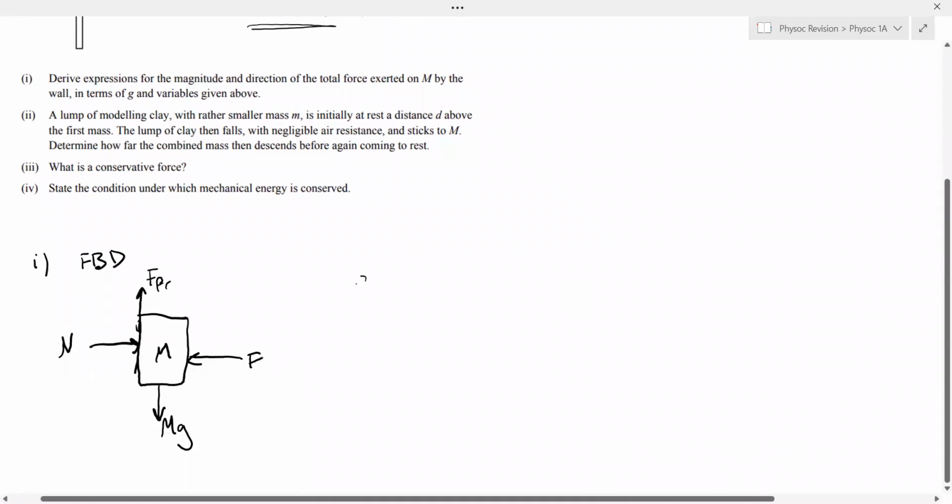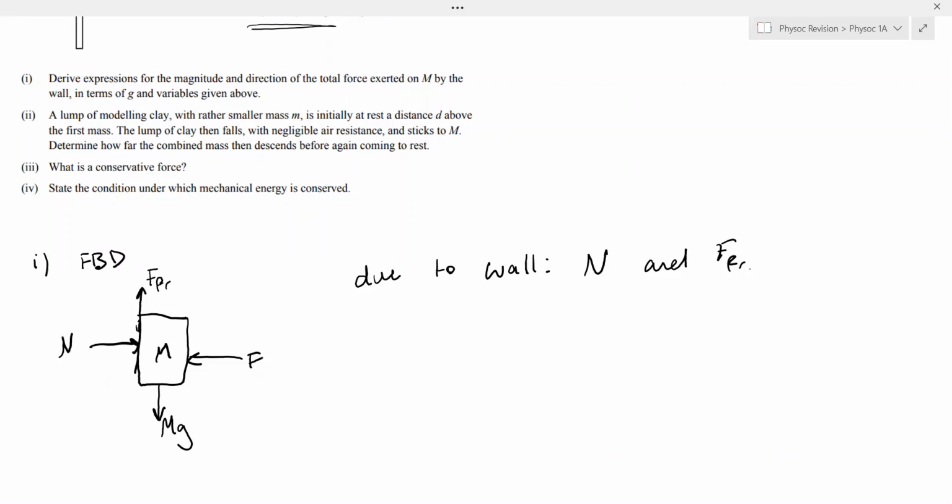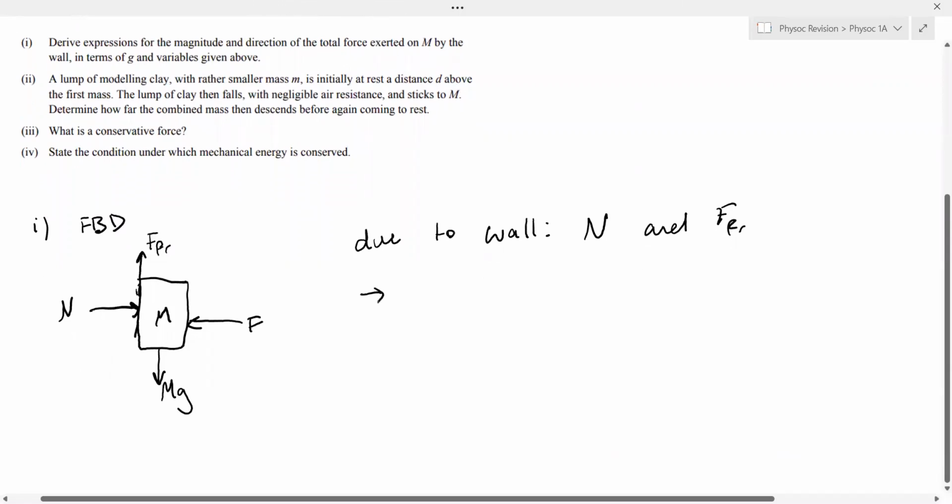Then, due to the wall, we're going to have that normal force and the friction force. If it wasn't on the wall, it wouldn't have a friction force. So the friction force is just because of the particles in the wall interacting with our particles in the object. So it's not just the normal force that's a result of the wall. The wall is also exerting that friction force. And looking at our free body diagram, we know it is in equilibrium.